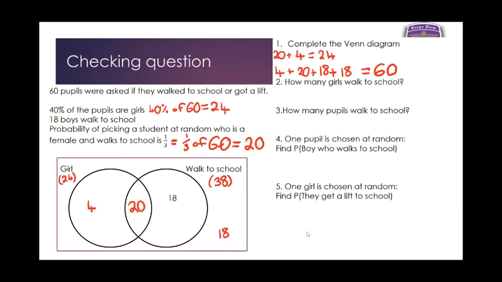So getting rid of the colours now. How many girls walk to school? Well, we've inadvertently answered that. We can see this now. If we look at the girl circle, the number 4 represents those who don't walk to school, and the number 20 represents the girls who do walk to school. So it's 20. How many pupils walk to school? Well, you can either look at the walk to school circle and add up all of those numbers, or we can just look at the total number of pupils that walk to school that we've already calculated, and that's going to be 38.